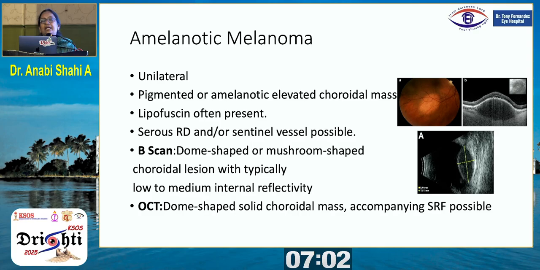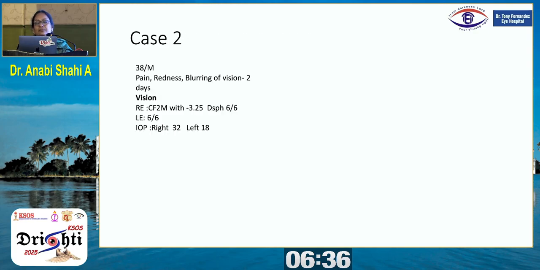In nodular scleritis, we have to think about choroidal malignancies also. In choroidal melanoma, it can be unilateral, a pigmented or amelanotic elevated choroidal mass. Lipofuscin may be present. Serous RD and or sentinel vessels are possible. B-scan will show dome-shaped or mushroom-shaped choroidal lesion with typical low to medium internal reflectivity. OCT will show dome-shaped solid choroidal mass; accompanying SRF is also possible.